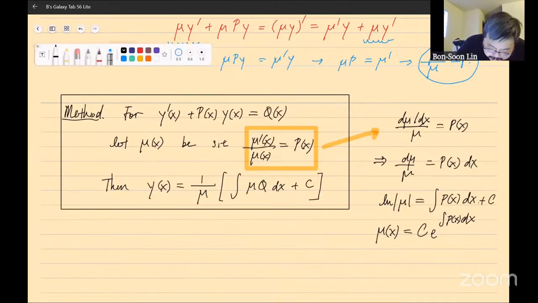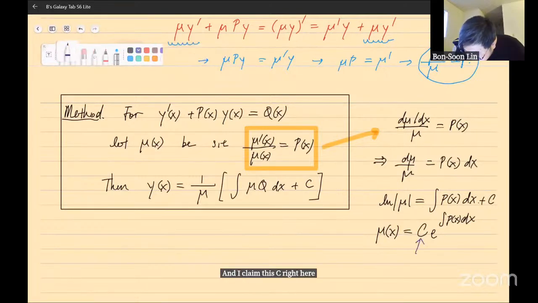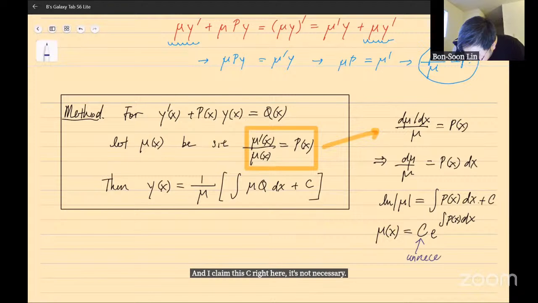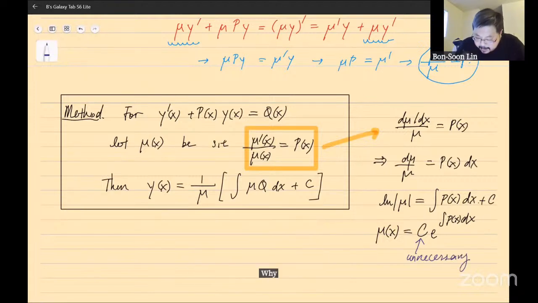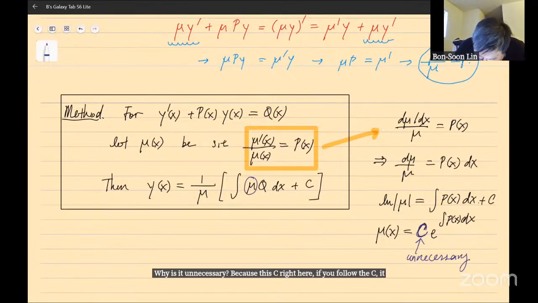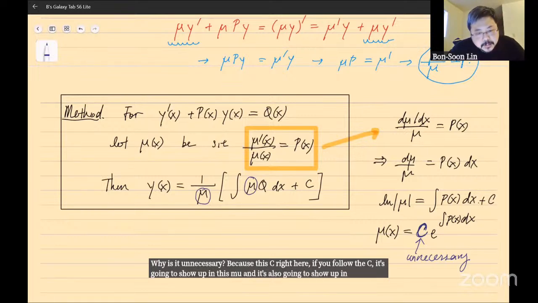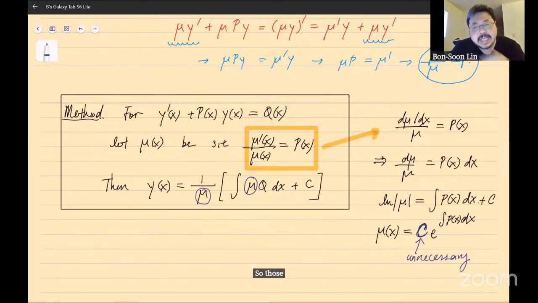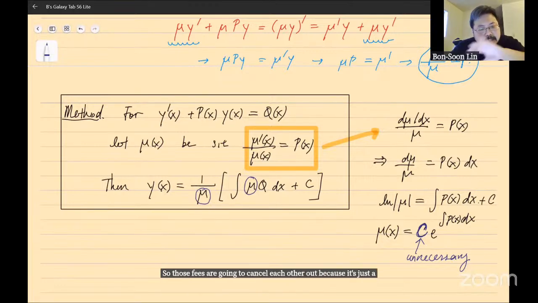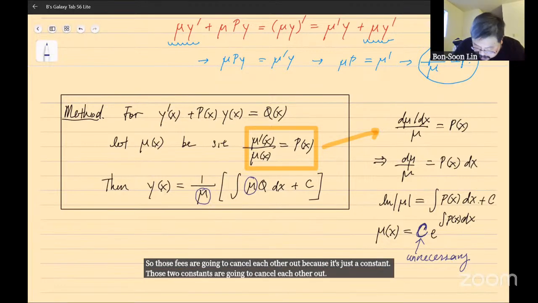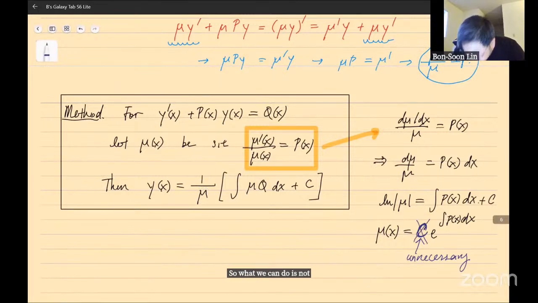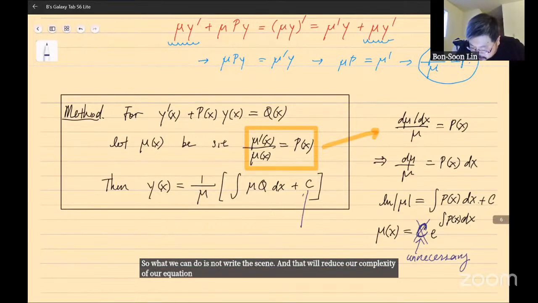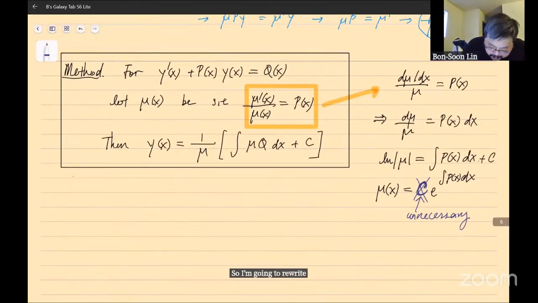And I claim this c right here is not necessary. Why is it unnecessary? Because if you follow the c, it's going to show up in this mu, and it's also going to show up in this mu down here. Those two constants are going to cancel each other out because it's just a constant. So what we can do is not write the c. And that will reduce the complexity of our equation because then you won't get confused about that c versus the c right here.